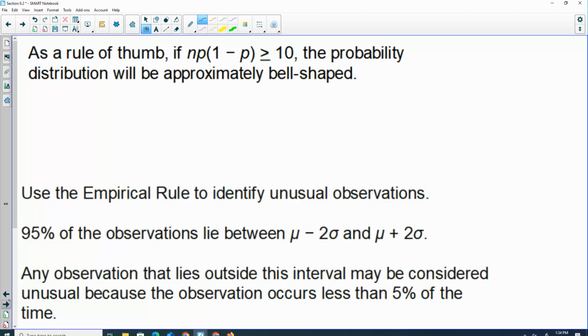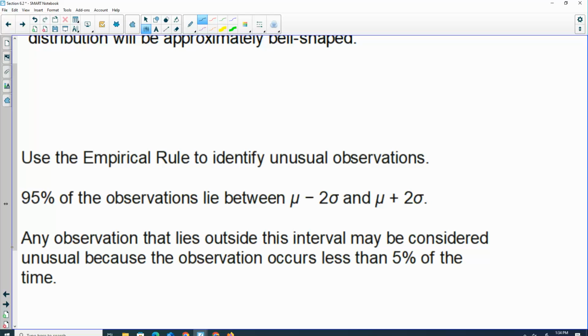So, yes, and we can also use the empirical rule to decide if something is unusual. Remember, the empirical rule said 95% of our data should fall within 2 standard deviations. So if it's more than 2 standard deviations, the probability becomes very unlikely. The other way to decide if something's unusual is anytime the probability is less than what? 5%. 5% is considered unusual. So, final example.